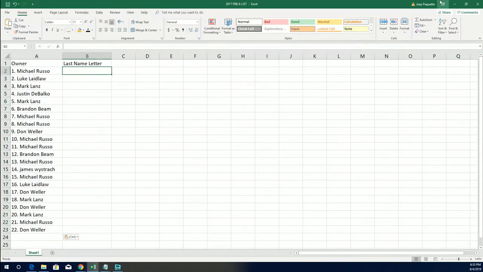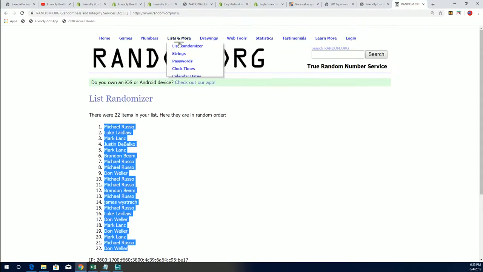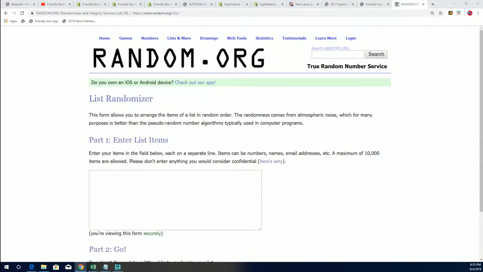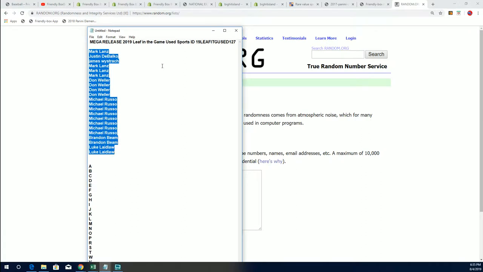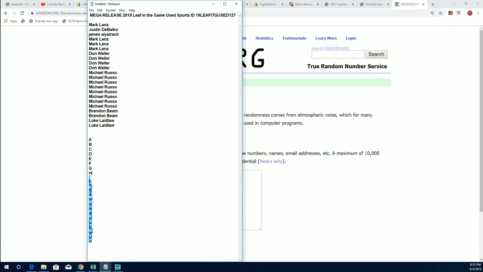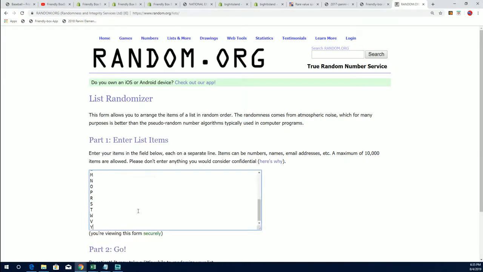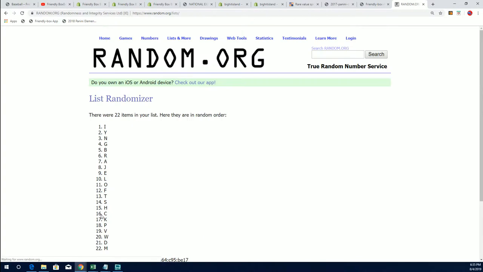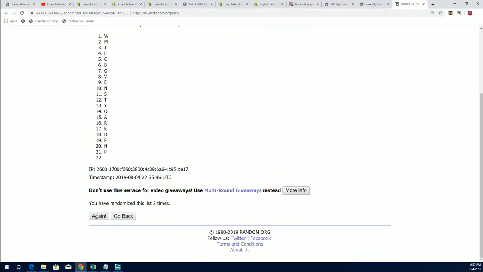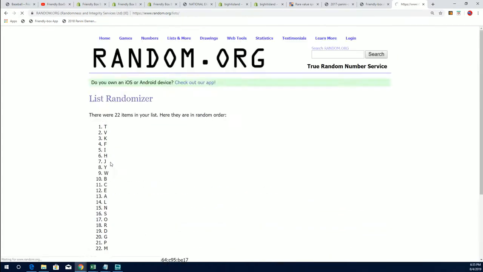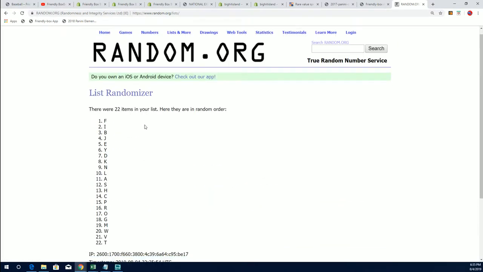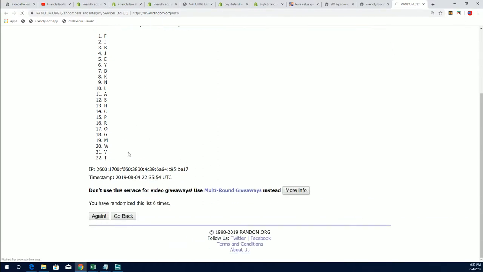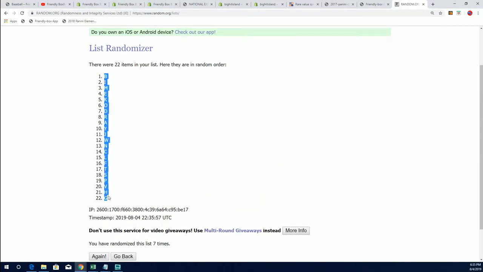And here is the next letter random. Seven times. Lucky number seven. Okay, that's a letter random.